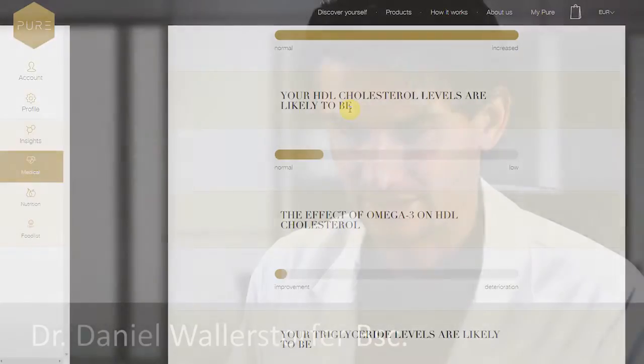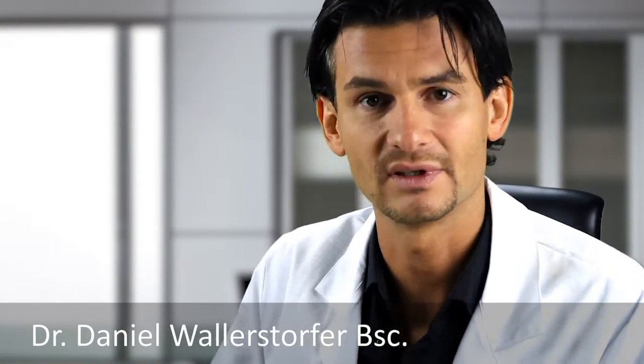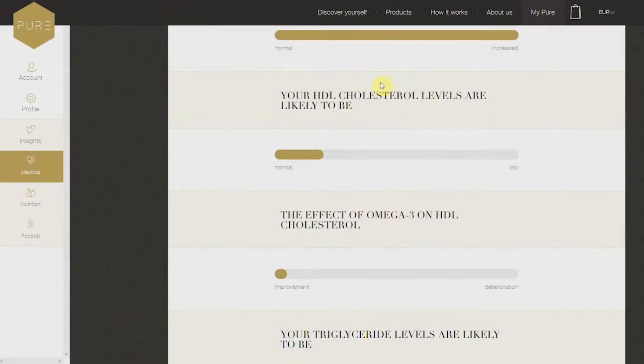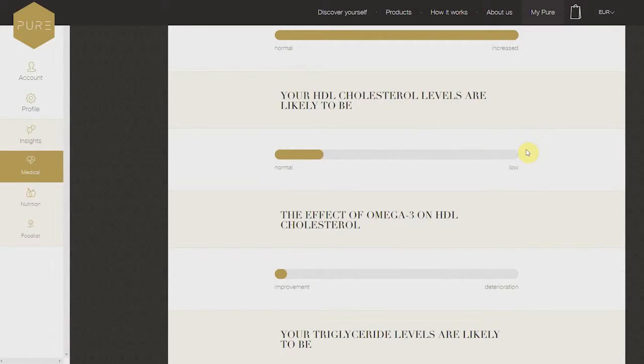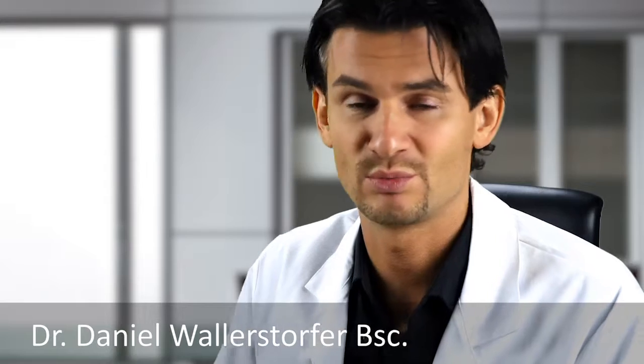Next, your HDL cholesterol. HDL cholesterol is the good cholesterol, the one that you want to have in as high levels as possible. Your HDL cholesterol levels are likely to be normal or low. So low would be bad in this case. So if your arrow is somewhere around here, that's good news. So that means your genes regulate your HDL cholesterol well. And if you're here, you unfortunately have genetic variations which interfere with good HDL cholesterol levels and predispose you to a higher risk of heart disease. But we will later talk about how to use this information and to counteract the genetic variations or genetic predispositions that you have.